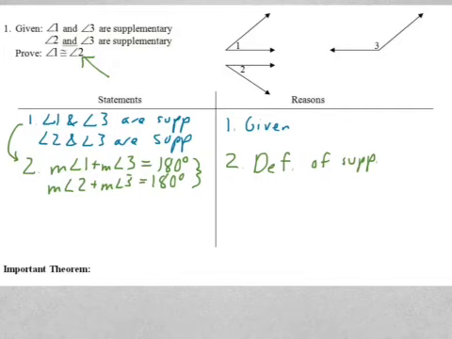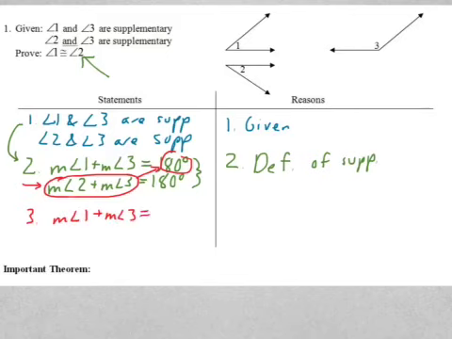We have here in this second statement that measure of angle 2 plus measure of angle 3 is essentially the same thing as 180. So I can take those and replace the 180 over here with measure of angle 2 plus measure of angle 3. That would get me this equation: measure of angle 1 plus measure of angle 3 equals what I've now replaced 180 with, measure of angle 2 plus measure of angle 3. Now what's the reason for that? Well, this is one of our algebra properties that we looked at in the previous video.